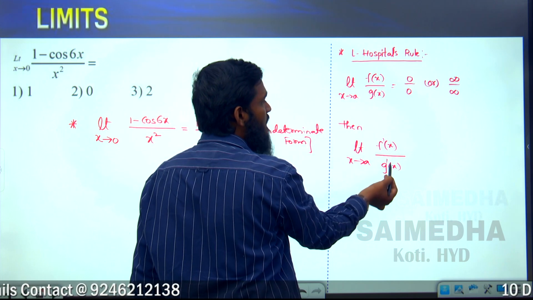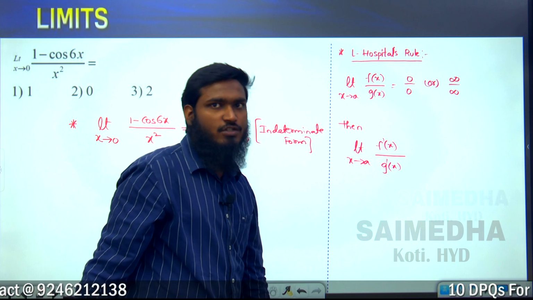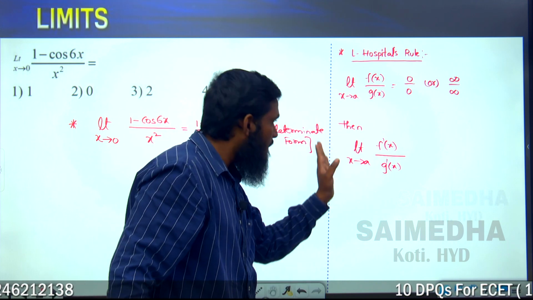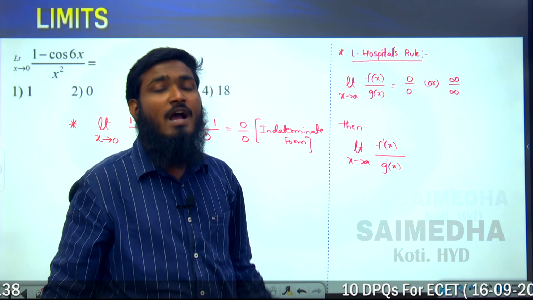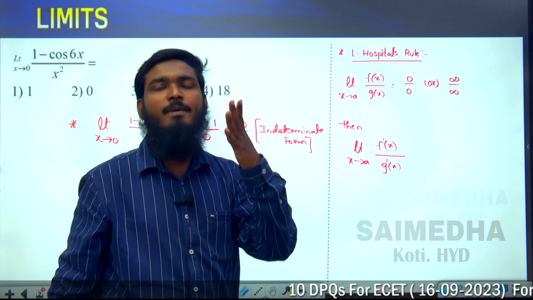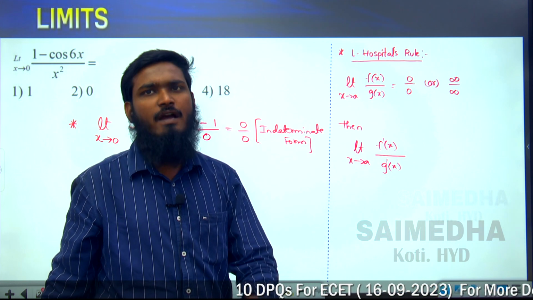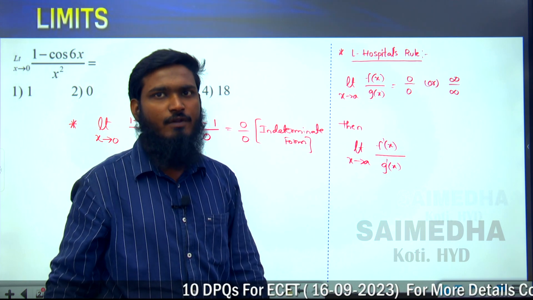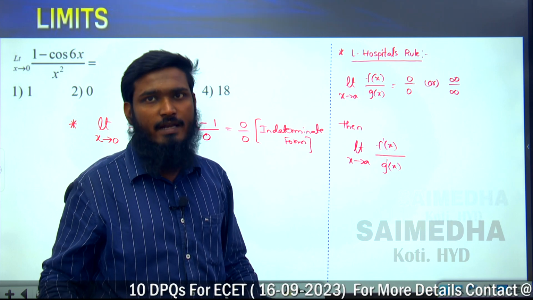G of x, if you are differentiating, it will become what? G dash of x. After differentiating, then substitute the x value. After substituting the x value, we will be getting the answer as some finite value. If we are getting some finite value, that answer will be correct.